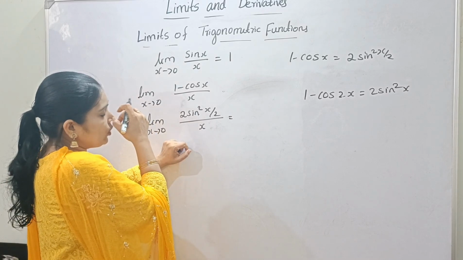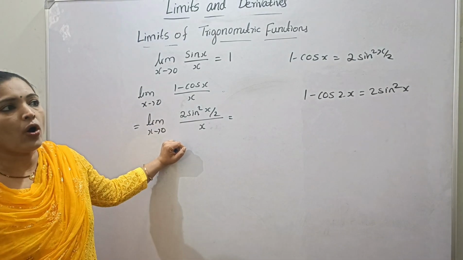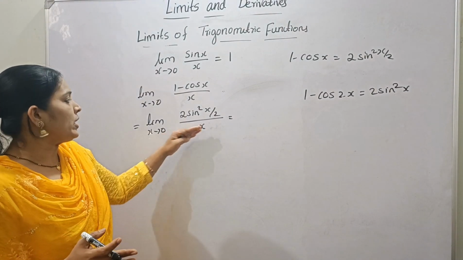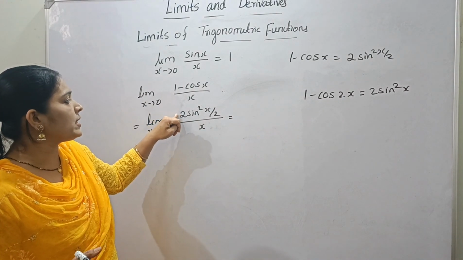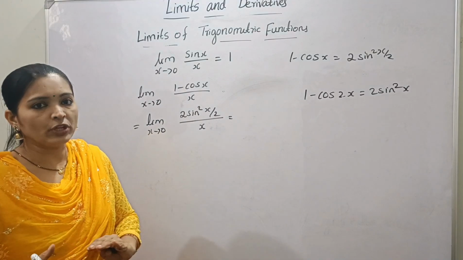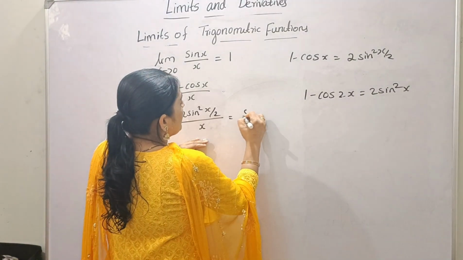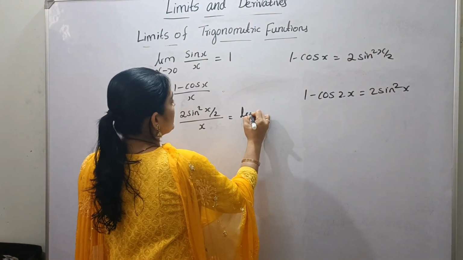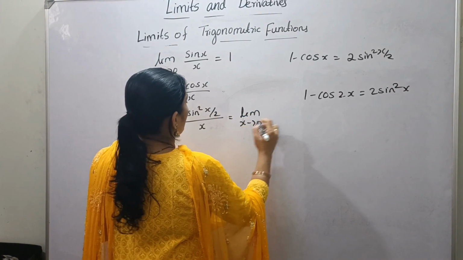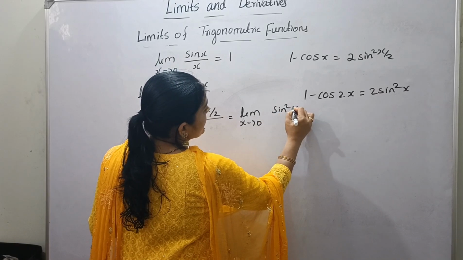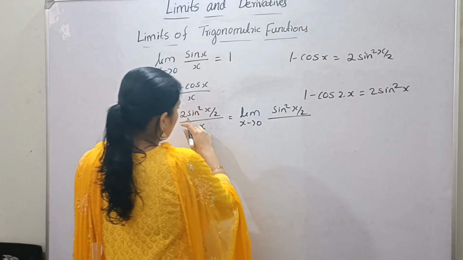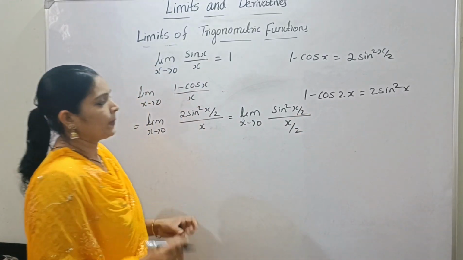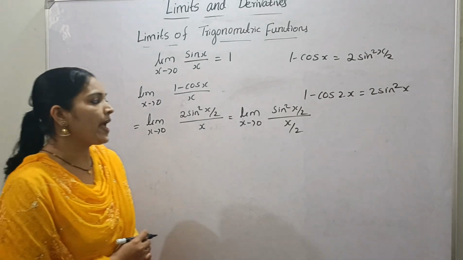That is equal to, see here we can write this 2 will be here, right? Because we know that denominator of denominator comes to numerator. So here we can take these 2 here, and write it as limit x tends to 0 sin square x by 2 divided by, let us take this 2 here, divided by x by 2.